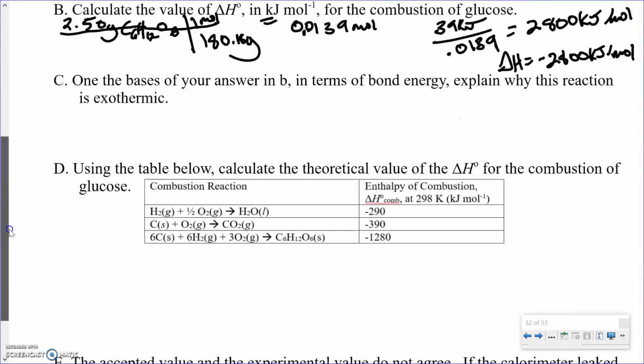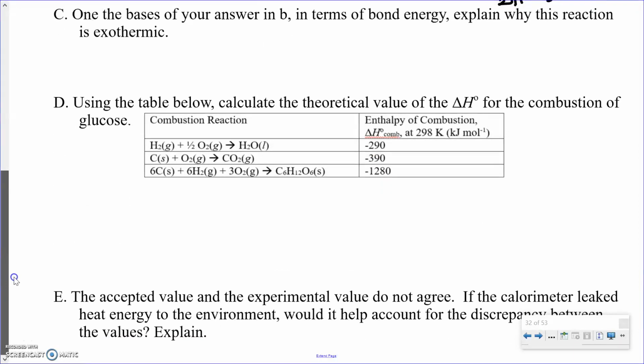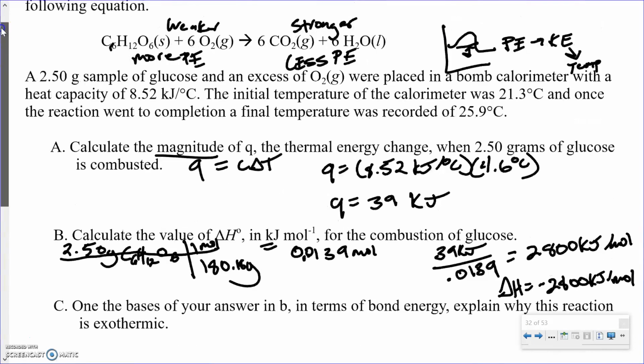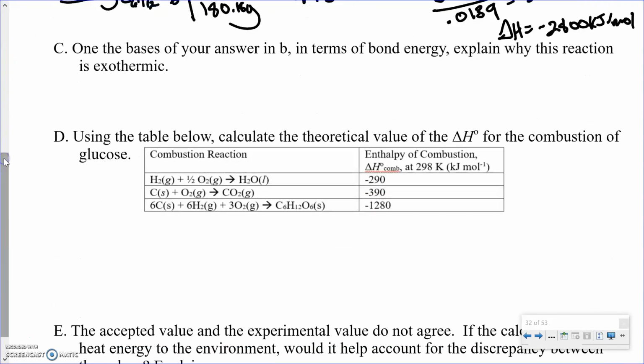Okay, let's check out part D. Using the table below, calculate the theoretical value of delta H for the combustion of glucose. Okay, so we're given all of our steps of our reactions here, which actually, if you look at it, are also standard H values. So there's two ways you can do this. You could either take all of these reactions, add them up, and cancel them out to make our original reaction, or you could just take your delta H values and plug them in.